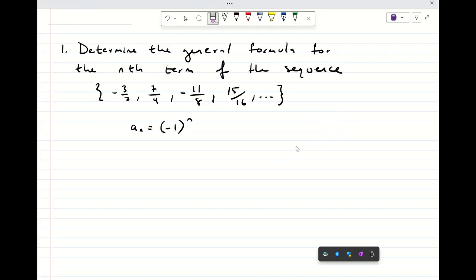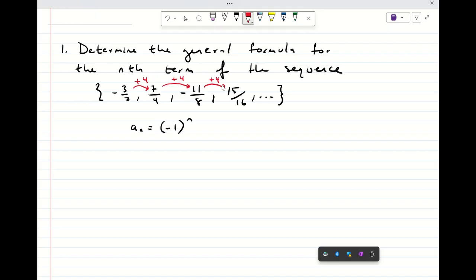Now for the values of 3/2, 7/4, 11/8, 15/16, we're going to analyze those guys by looking at the numerators first, and then we'll look at the denominator second. So as we're looking at the 3, the 7, the 11, and the 15, we see that all of these values are going up by the same amount. +4 here, +4 there, +4 there. And that lets me know that you have an arithmetic sequence.